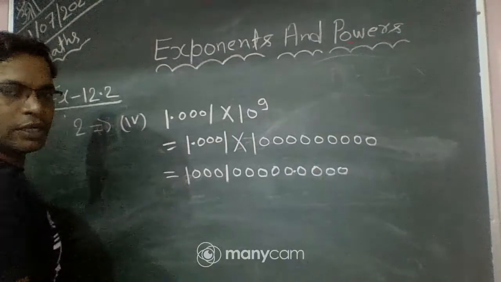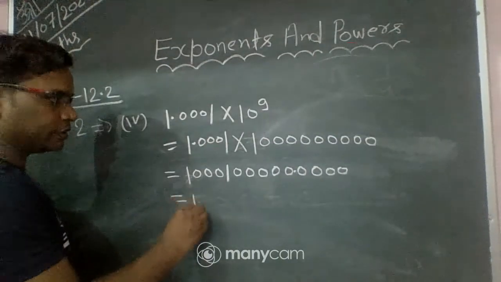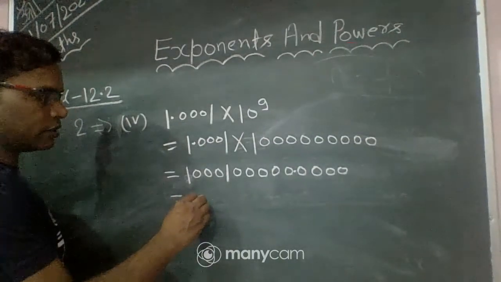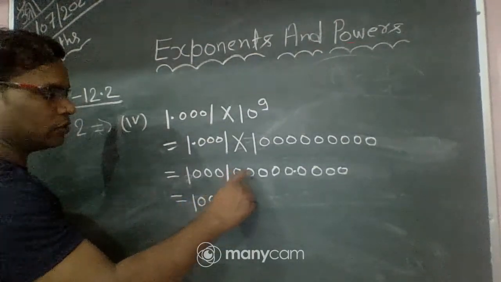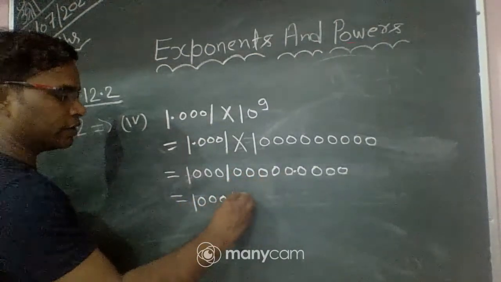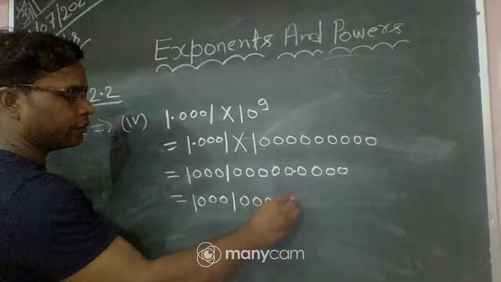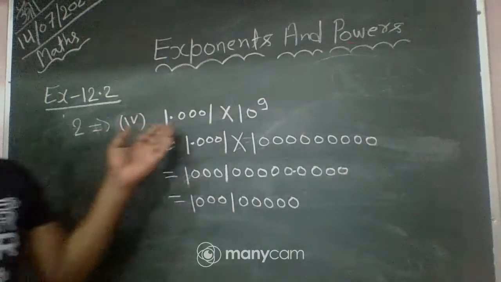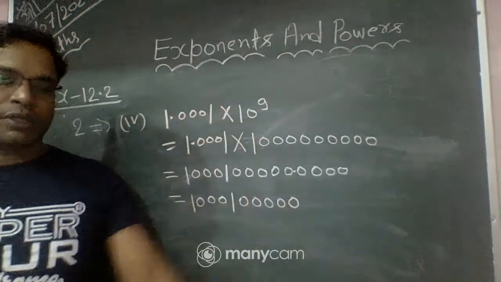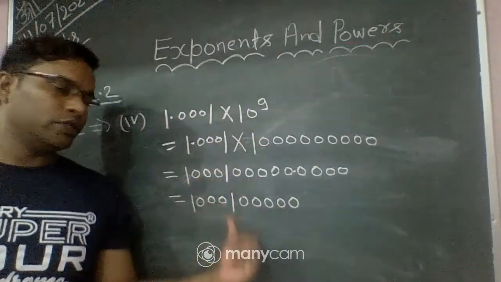So our number is 10001 followed by how many zeros? 1, 2, 3, 4, 5. This is our required number. This number was in standard form, and you converted standard form into usual form.